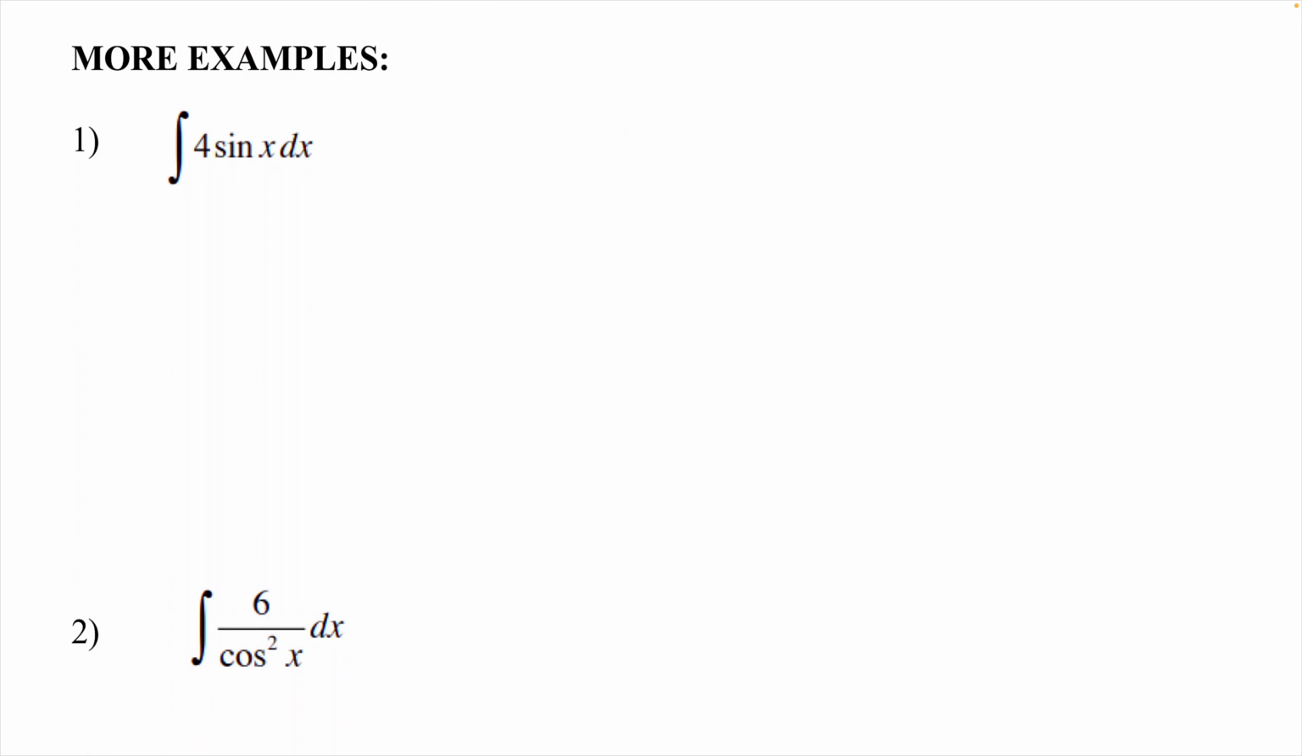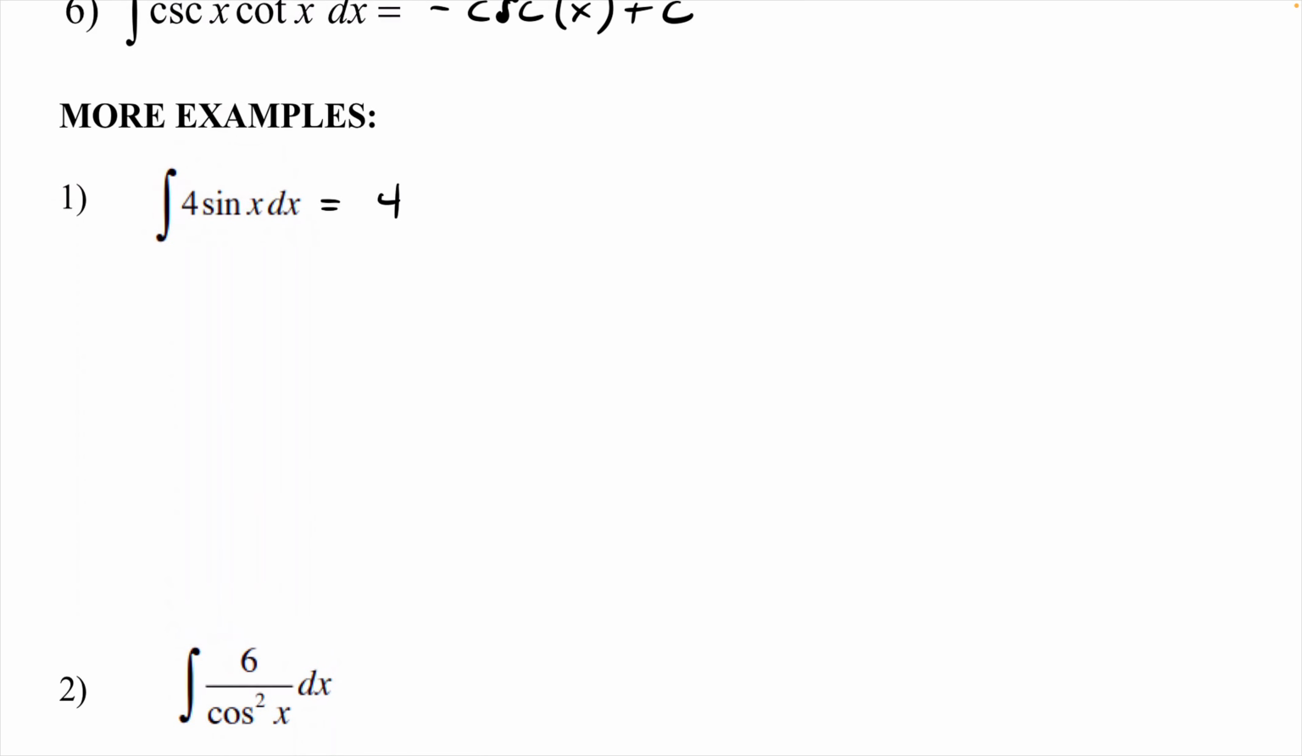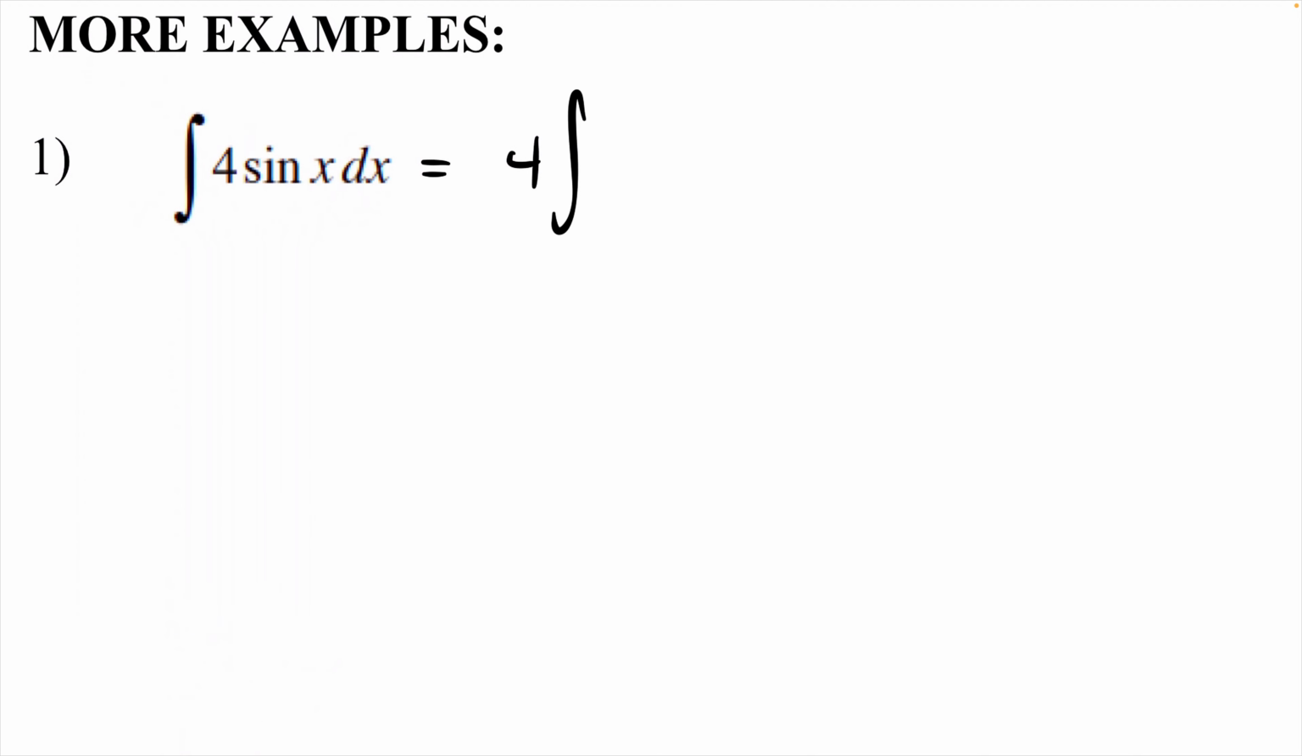All right. So, some more examples. Antiderivative of 4 times sine of x. Well, the 4, we can just move to the front because it's just multiplying times sine of x. So really, we can rewrite it like this.